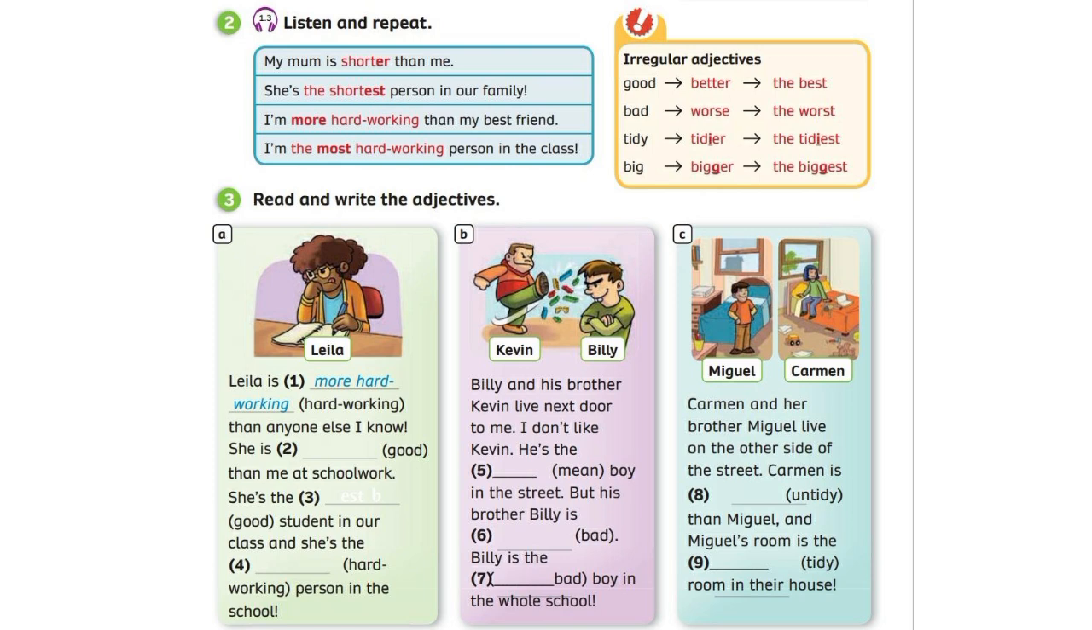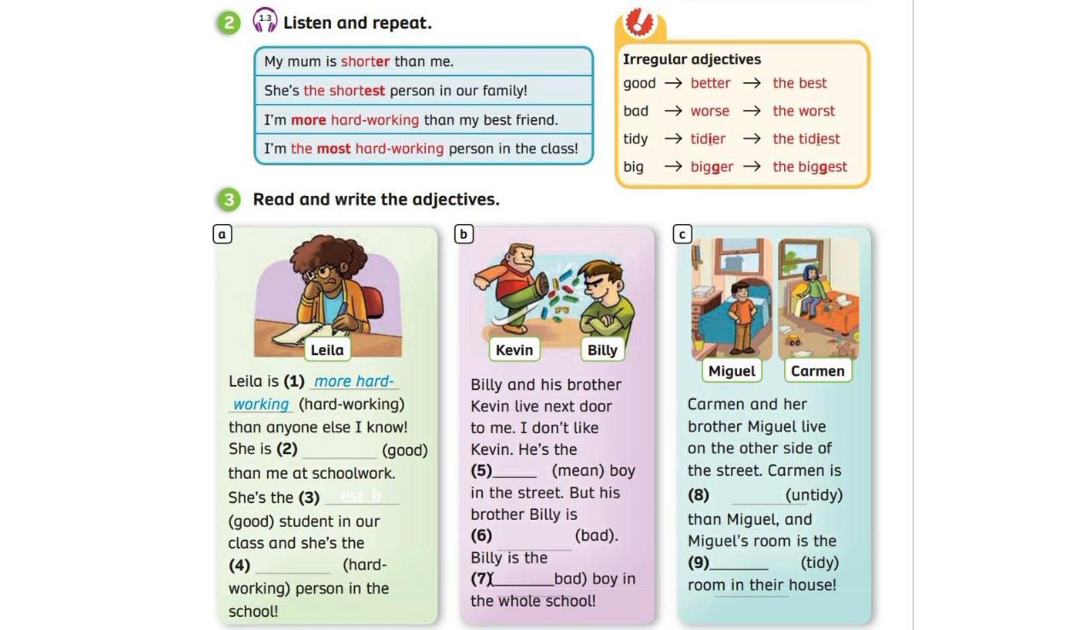However, as shown in the yellow box of the file, we must watch out for irregular adjectives because they completely change form instead of following the regular rules. For example, good changes to better when comparing two things and becomes the best for a whole group, while bad changes to worse and then becomes the worst.